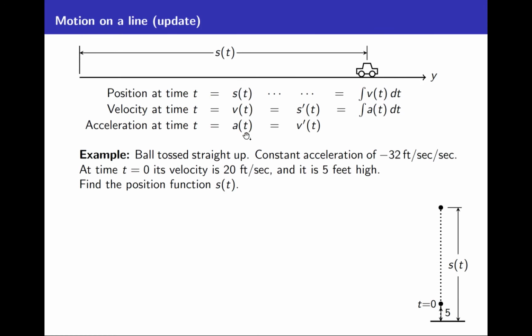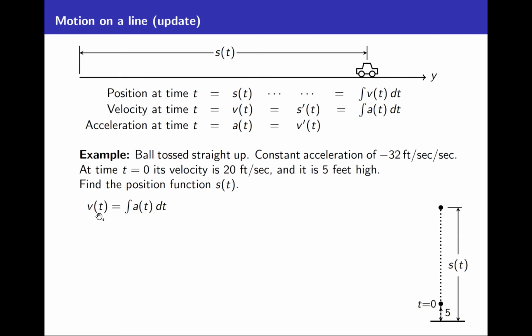So the strategy here could be, we know a of t, take the antiderivative of acceleration and get velocity. And once we have velocity, take its antiderivative to get position. Sort of work our way up by taking antiderivatives. Let's give that a try.